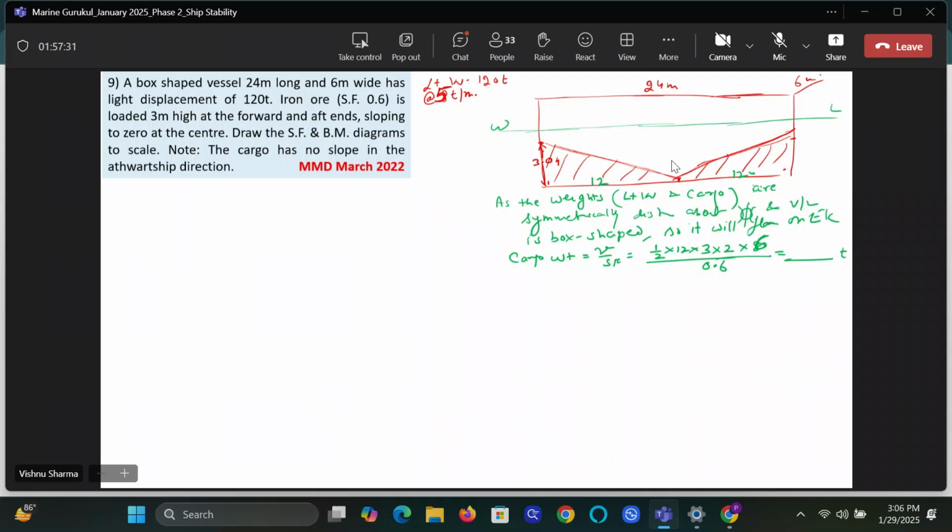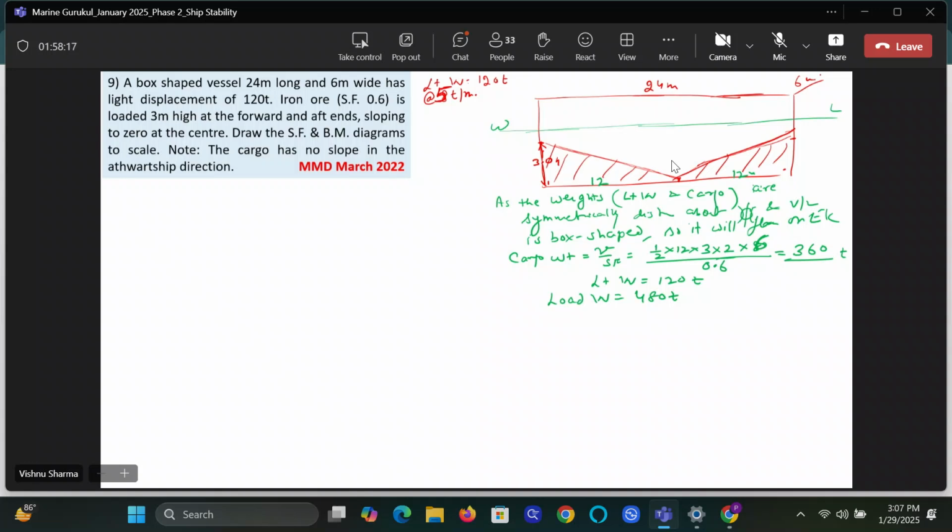So 360. Everybody is clear with 360, guys? Yes or no? Yes, sir. And what is the light displacement? Light displacement is 120 tons. So guys, basically your aim is to get the buoyancy, your aim is to get the light displacement, your aim is to get how the cargo is distributed. This gives you the load displacement. Load displacement will become 480 tons, right guys? Am I right? 360 plus 120? Yes, sir, 480. Correct. And why do I need the load displacement? Because I need the buoyancy.